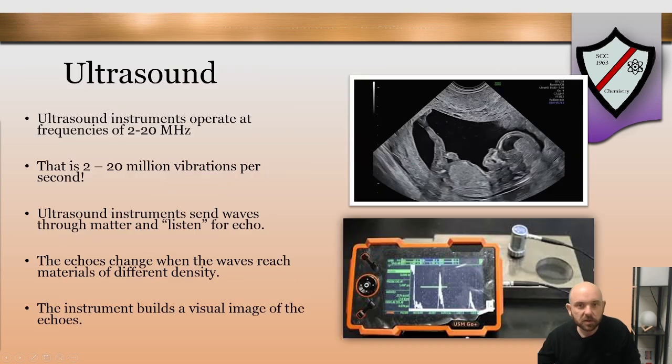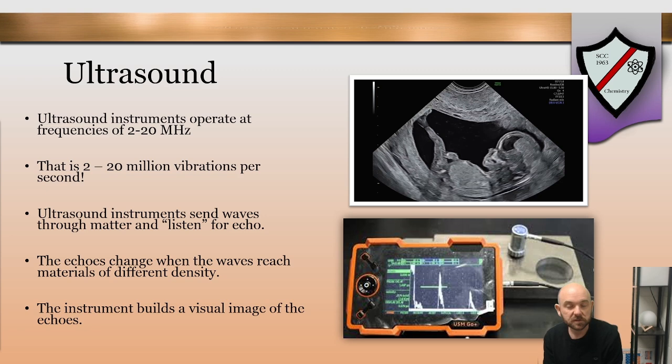At the end here, to wrap it up, we'll talk about how sound is used in a lot of different technological applications these days. Of course, most of you have probably heard of, or have seen at least a picture of, an ultrasound instrument that can use sound to image the inside of different things, including our bodies. So ultrasound instruments operate at frequencies of 2 to 20 megahertz. So that's actually 2 to 20 million vibrations per second.